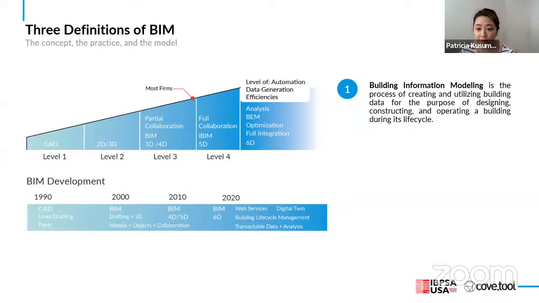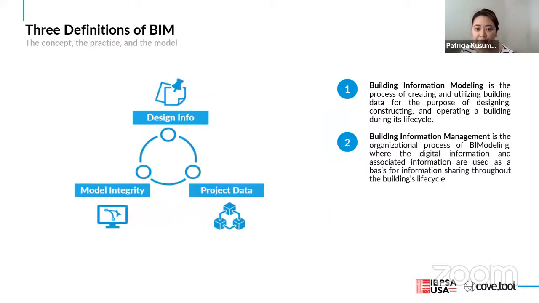So in our Cove Tool BIM guide, we start with the 3 definitions of BIM defined by the National BIM Standard. The first definition is BIM as Building Information Modeling. As defined in the slide, it's the process of creating and utilizing data for the purpose of designing, constructing, and operating a building during its life cycle.